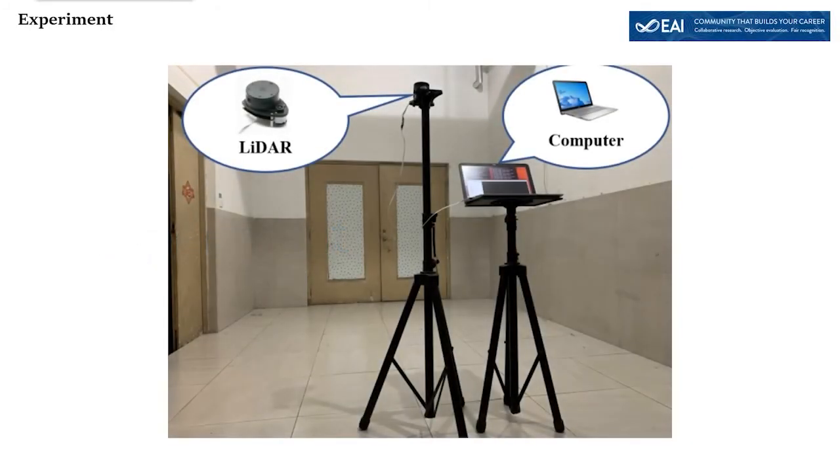Part 3, experiment. As shown in the figure, both the lidar and the computer are supported by a shelf. The lidar is powered by the laptop. The computer is responsible for reading and saving data by using the ROS system, and the lidar is responsible for obtaining point cloud information of the surrounding environment.